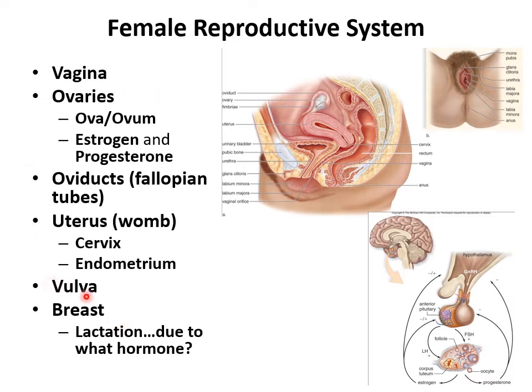Next, we have the vulva, which is simply the external genital organ for the female, as well as the breasts, which are included in this system because even though males and females both have breasts, in the reproductive system the breasts are important for the baby's development because that's where lactation occurs. We've mentioned lactation before. That's the production of milk, and hopefully you remember which hormone: prolactin, because it promotes lactation. So prolactin is the hormone.